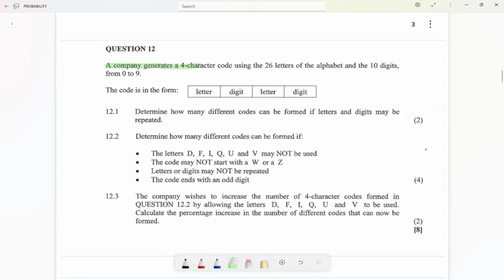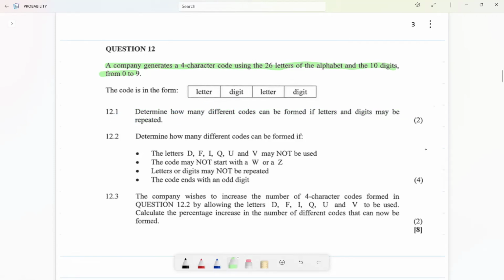So a company generates a 4-character code using the 26 letters of the alphabet and the 10 digits from 0 to 9. The code is in this format: letter, digit, letter, digit. Determine how many different codes can be formed if letters and digits may be repeated.